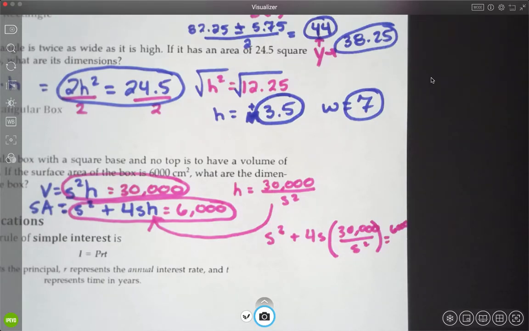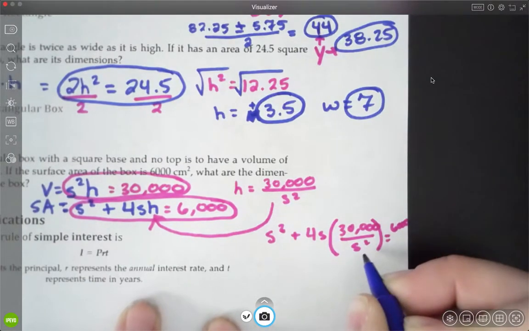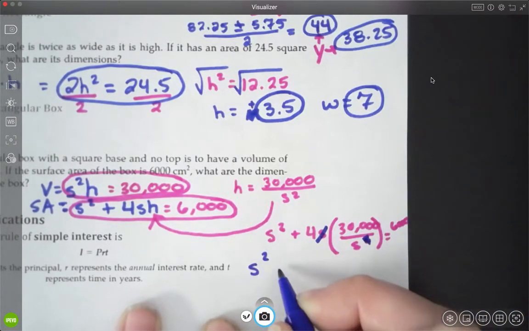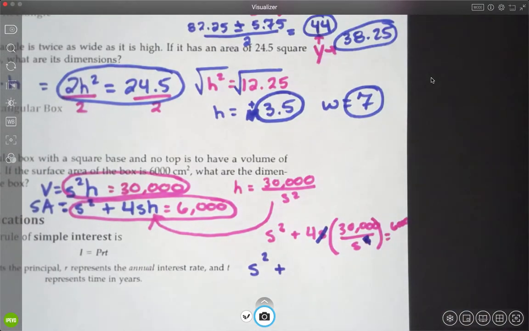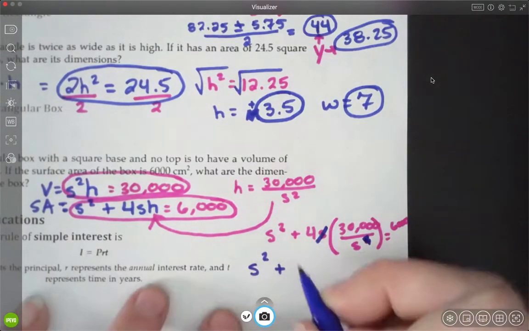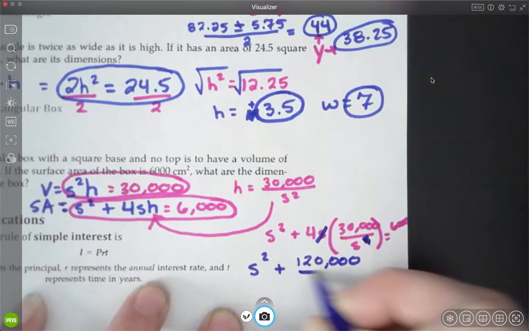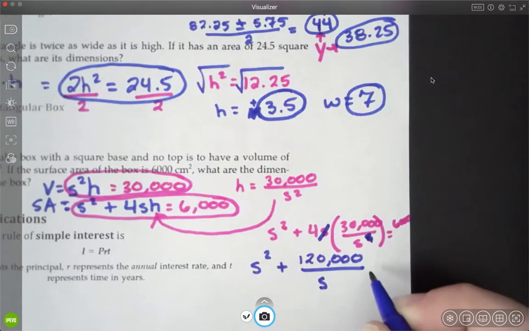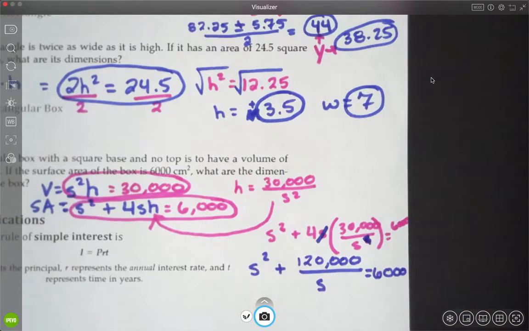Can we take the square root? We can distribute the 4S, but here, look at this. There's an S here, and there's two S's down here. Can I cancel one of them? Yes, let's do it. So, S squared plus, what's 4 times 30,000? 120,000. It was S squared, but now it's just S because we canceled with one of them up here, all over S equals. So we are canceling the S from the 4S with one of these down here, so we use just an S on the bottom, yes?